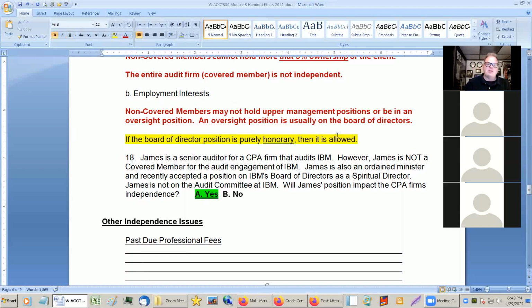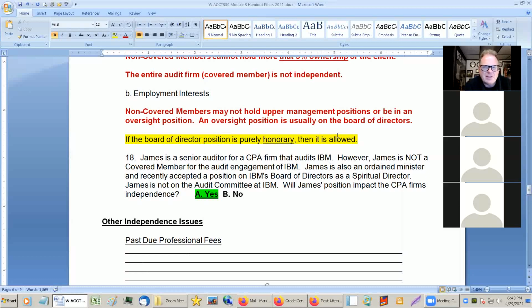And where this usually comes into play is for things like not-for-profits. Your CPA firm audits a local community college, and they have fundraisers and all this kind of stuff, and they say, hey, can we give you this position on the board of directors? You don't have to show up, or a couple times a year you'll come and talk with donors. But you're not going to vote on anything. It's an honorary position. If it's purely honorary, it's allowed.